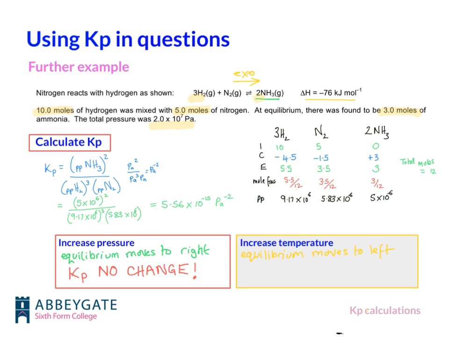Now, if we change the temperature, then the value of Kp will change. So if we think about it, if our equilibrium moves to the left, then we're increasing the proportion of the thing that goes on the bottom, so our denominator in our fraction. So if we're increasing what's on the bottom, then our value of Kp is going to decrease.